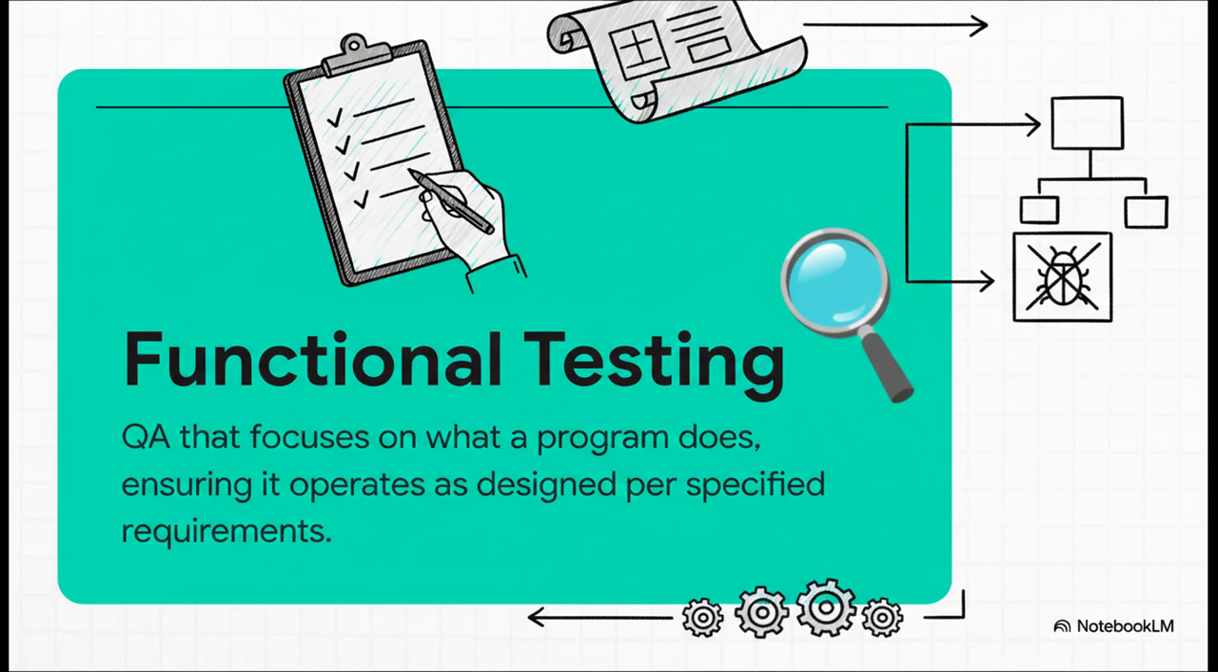So let's get a bit more formal for a second. The official definition here really nails it. Functional testing is all about checking the software against its design, its requirements. You basically have a checklist of things it's supposed to do, and you just methodically go through and check every single one. Simple as that.